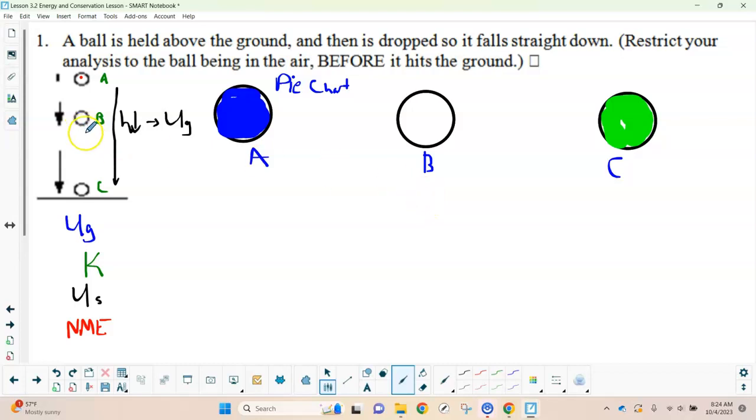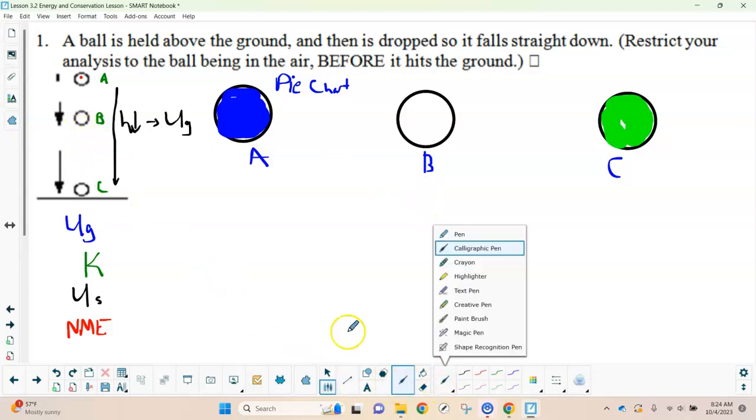So B is sort of the tricky one. B is where you're trying to figure out, okay, what kind of energy does it have? So at B, I think it has more than one type of energy. You're allowed to have more than one type of energy. It's got potential energy because it's above the ground. It also has kinetic energy because it's moving. So it's got two types of energy, and we just have to think about how it is distributed. Is it evenly split up or is it not evenly split up?